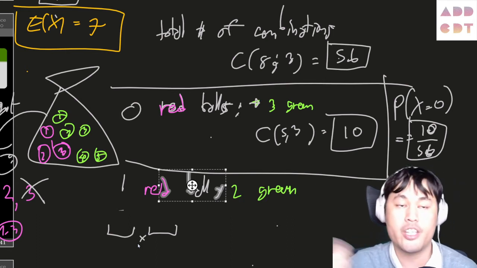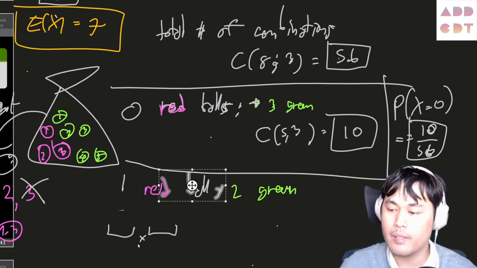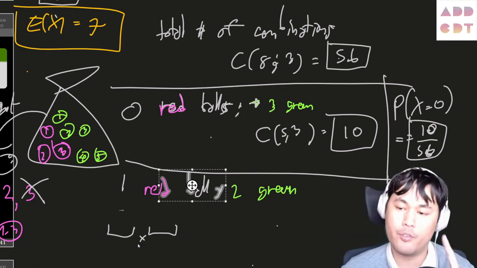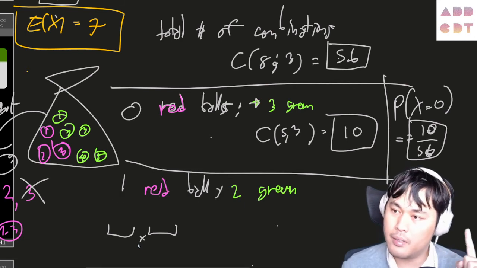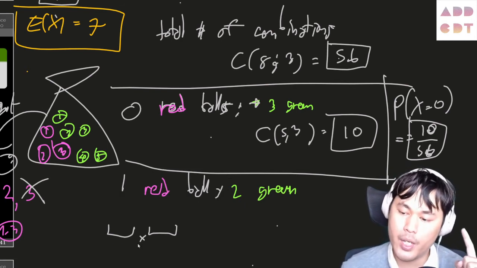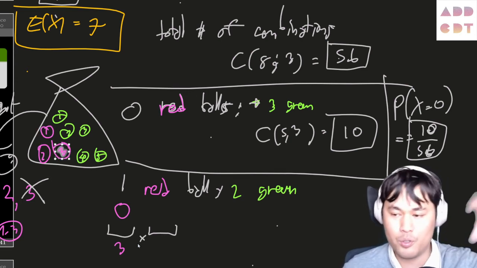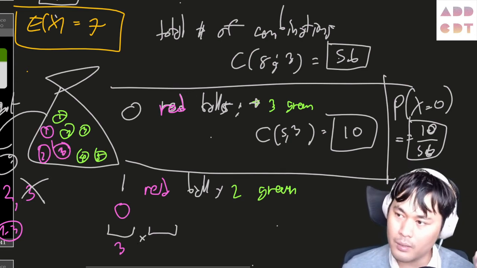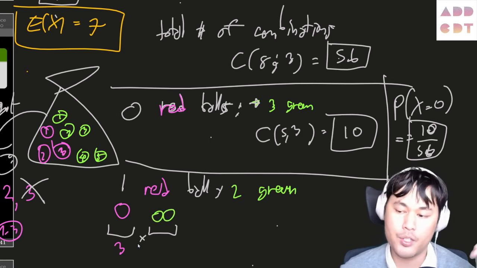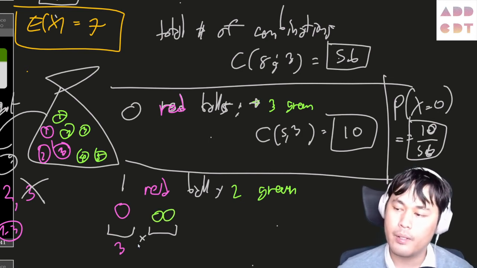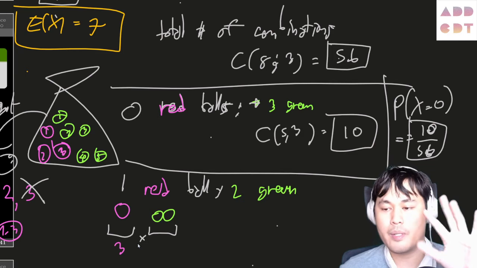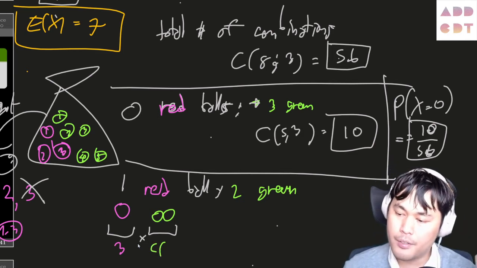Take a red ball first. How many ways can you take a single red ball? The answer is 3. There are 3 ways to take one red ball, because there are 3 red balls to choose from. And then how many ways can you take 2 green balls? There are 5 to choose from, and you have to choose 2. So it's 5 choose 2.